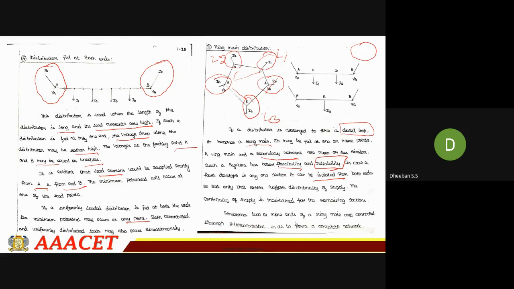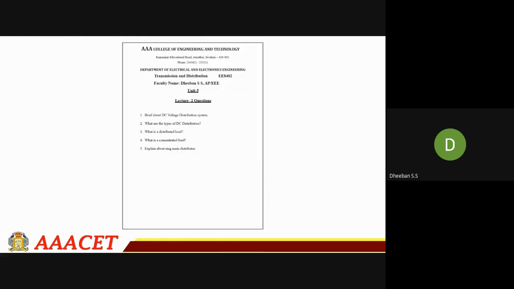Sometimes two or more ends of a ring main are connected through interconnections to form a complex network. In the case of a very large network, a complex network can be formed by connecting two or more ring mains together. So this is what we have with respect to DC distributors.